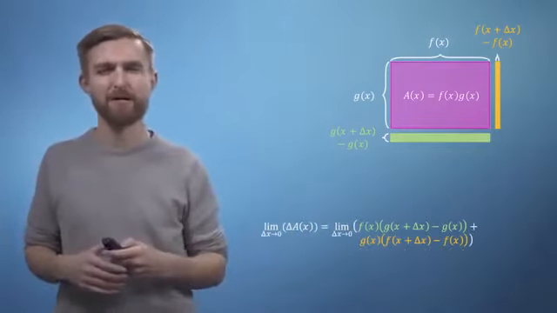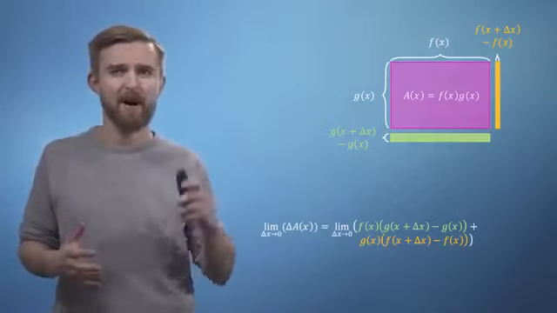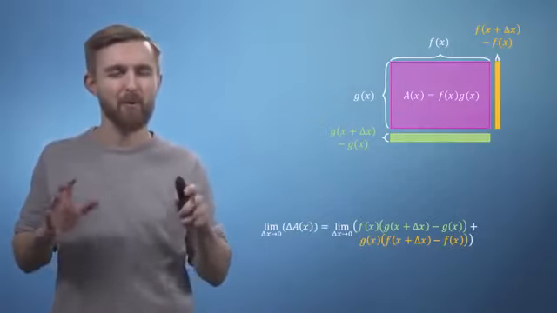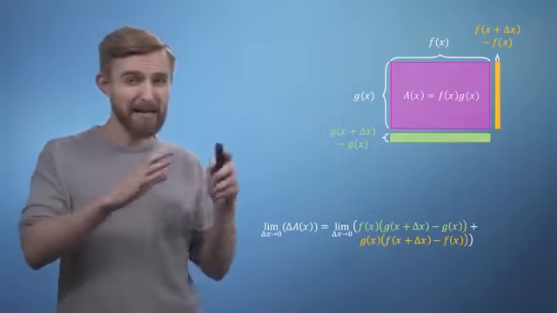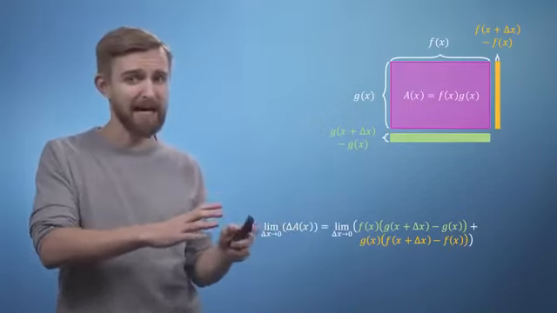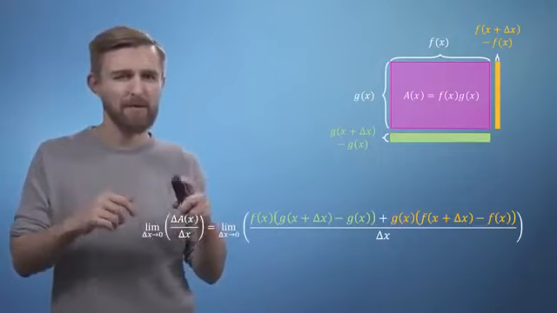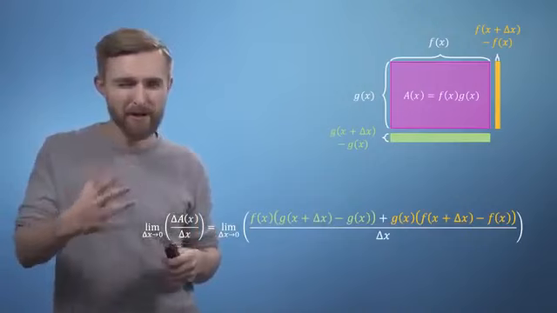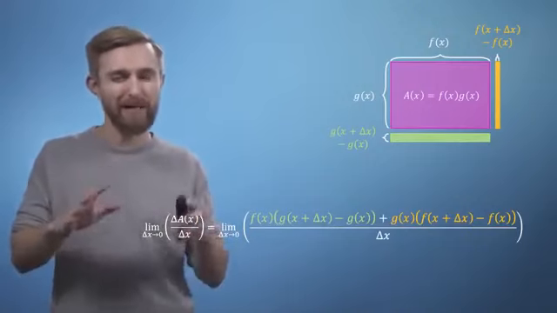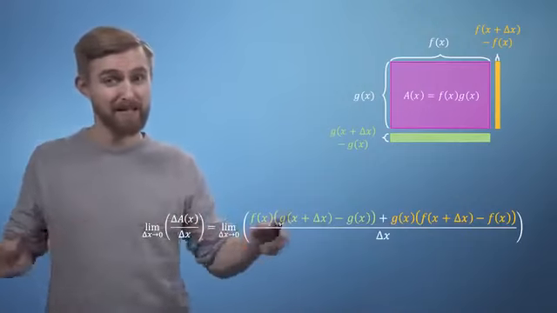Now that we've got our expression for approximating delta A, we return to our original question. What is the derivative of a with respect to x? So we want the limit of delta A divided by delta x, i.e. rise over run, which means we also need to divide the right-hand side by delta x. We are so close at this point, all we need to do is slightly rearrange this equation.